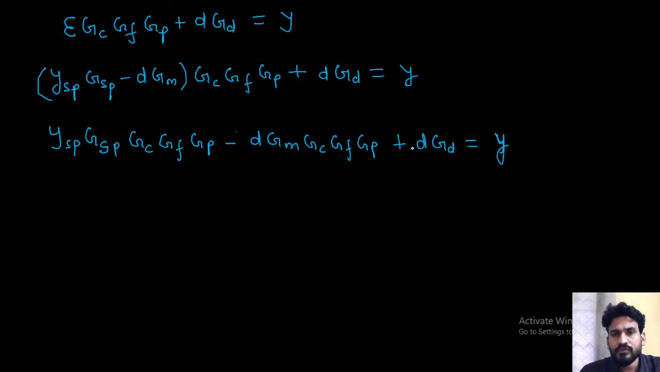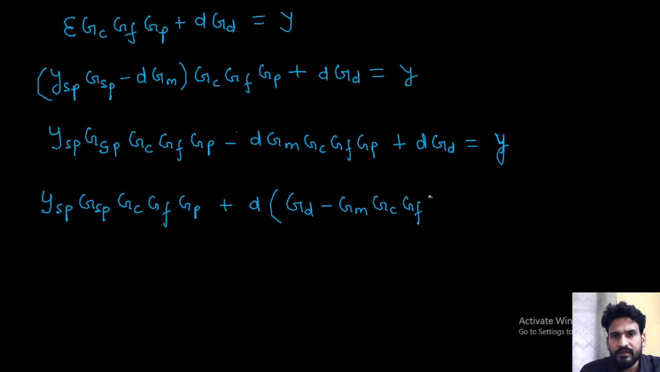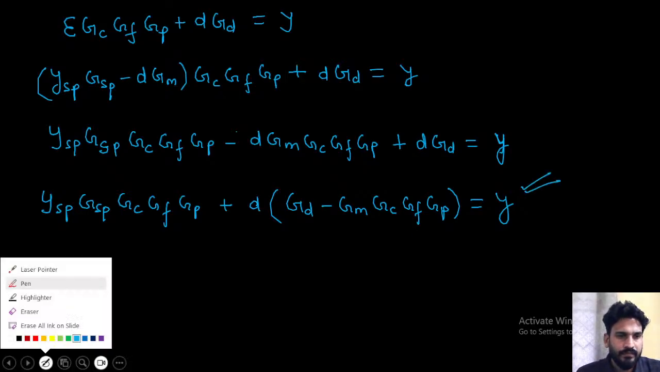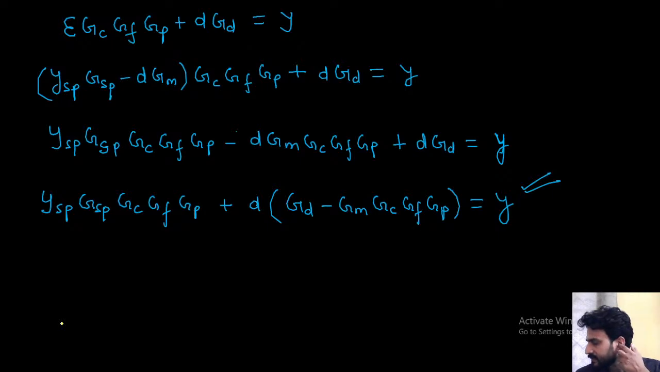Now these two signals have D. So I'll write here YSP GSP GC GF GP, and I will take D as common, and it is my GD minus GM GC GF and GP, is equal to Y. This is my final equation, guys.